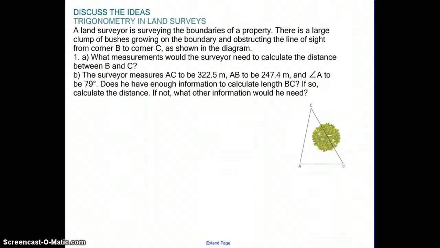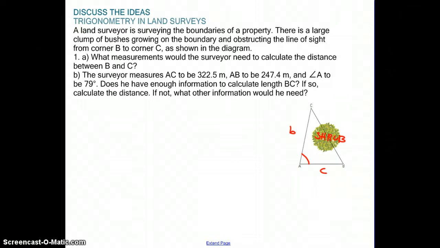All right, so then we're going to discuss the ideas, which is on land surveys. So here we have these 3 points and I think it's a big bush in the middle of it. So what measurements would the surveyor need to calculate the distance between B and C? To use our cosine law, we either need all 3 side lengths or we need 2 side lengths and an angle measure. So if we had side length c and side length b and the angle measure of A, we could also determine length BC using the cosine law.